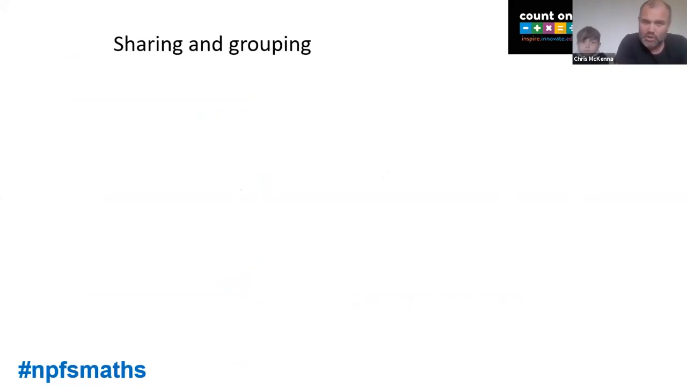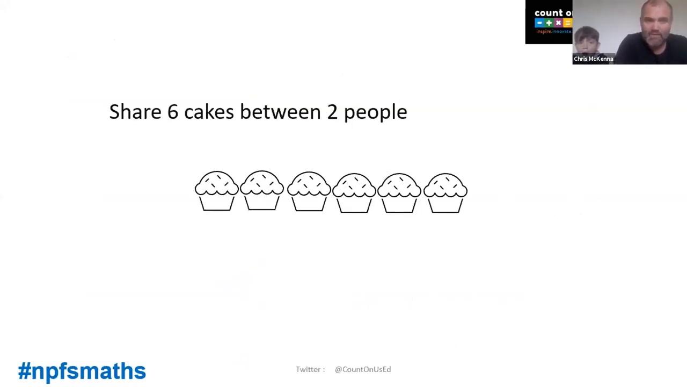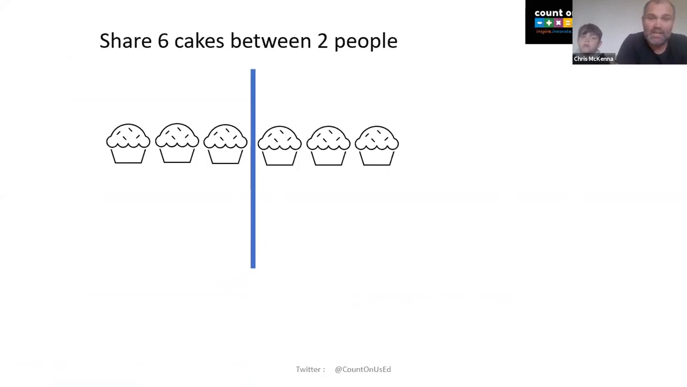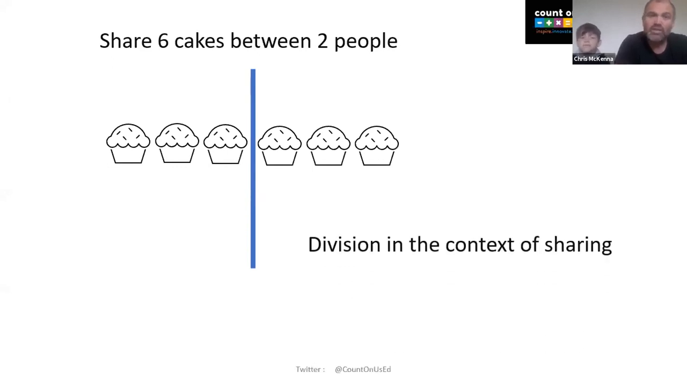So next thing we're going to talk about sharing and grouping. So if you can see here, we have 6 cakes. I want you to imagine sharing those 6 cakes between 2 people. What would you do? One thing I would do is split a line down the middle and say, okay, one person is going to have 3 cakes, the other person is going to have 3 cakes. So that is us sharing 6 cakes between 2 people. We're thinking of division in the context of sharing.